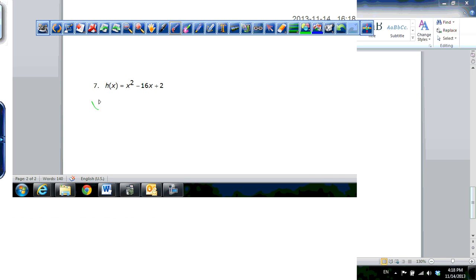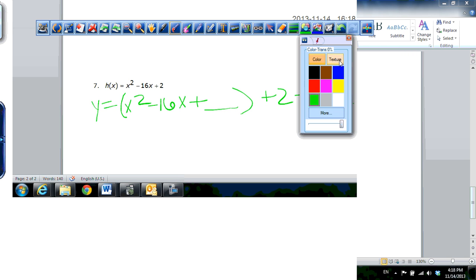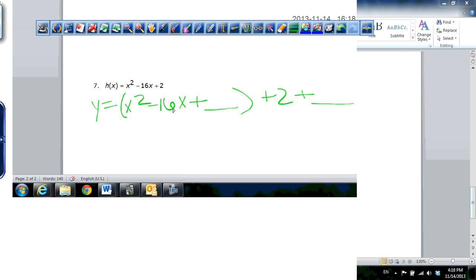So once again, y equals x squared minus 16x plus a blank plus 2 plus a blank. Half of negative 16 is negative 8. Negative 8 squared. Oh, we got 64 again. Once again, if we add 64, we need to subtract 64. So I got y equals x minus 4 squared minus 62. That's it.